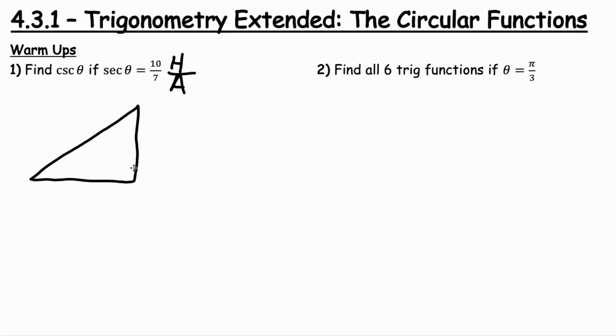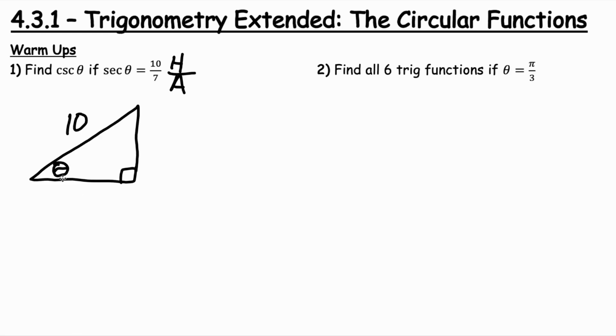Since we know this, I'm going to say this is my angle. It doesn't really matter which corner you put that in. We have our right angle, and then we just need to put theta somewhere. I don't know anything about theta, and that's okay. I don't need to know anything about theta. I just know that secant is hypotenuse over adjacent. So my hypotenuse is 10.